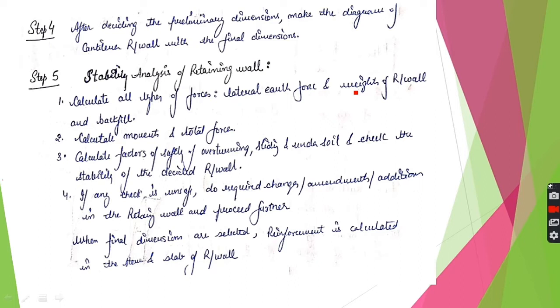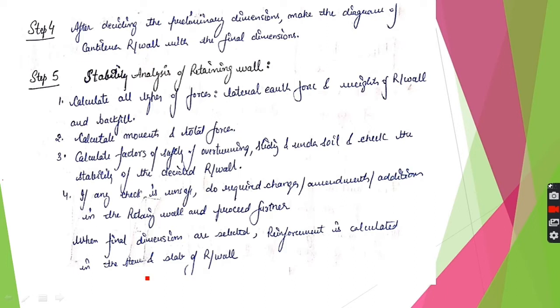So when your retaining wall is safe, you can proceed to the next section. If any of the stability checks are failing, then it means that our assumption is not correct. So you may have to change any of the dimensions, or you may have to provide extra addition to the retaining wall, which case we will be studying later on in the problem.